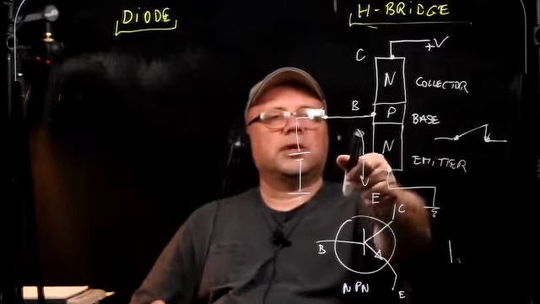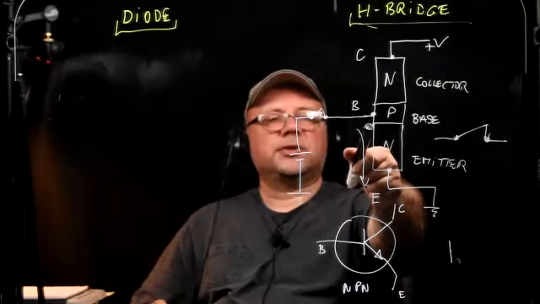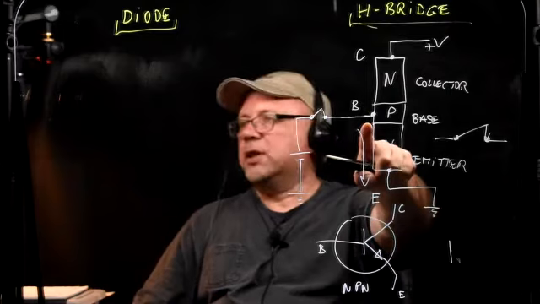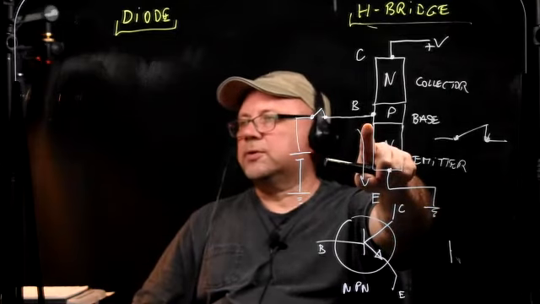Like for example, what we want to accomplish is that, see, there's a PN junction. Usually those transistors are silicon. That tells us right away that we have to overcome that 0.7 volts, right?